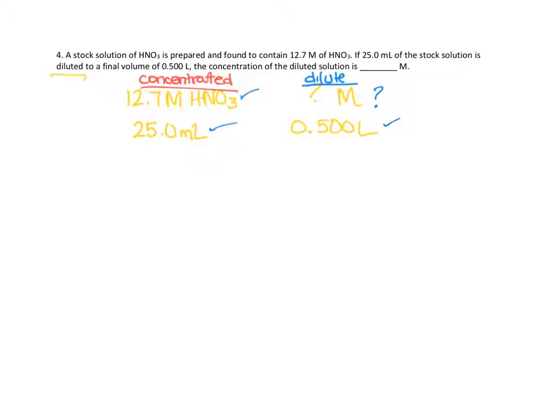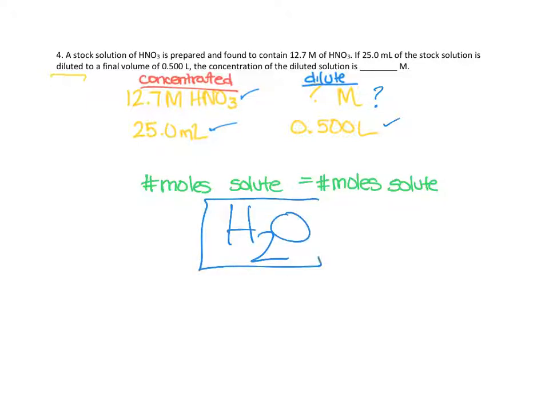Now, what's consistent when we do a dilution? Well, that is the number of moles of solute remains the same, whether we're talking about the diluted or the concentrated. What changes when you dilute something? The water, the solvent. So think about really concentrated coffee and you want to dilute it, you can add some water to it and that dilutes it. The amount of coffee is still the same in there, but the concentration is different.